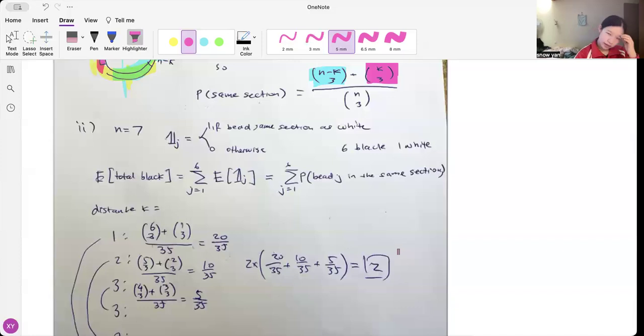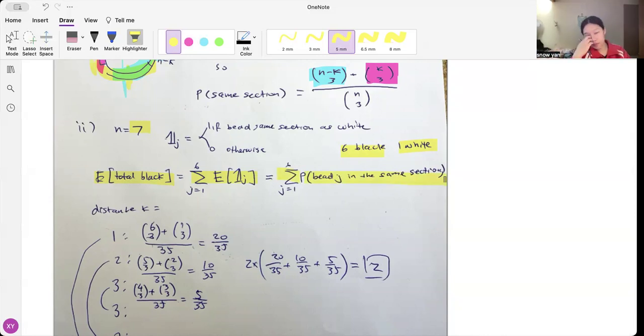So the idea behind that is, since I'm trying to count the expected value, I can use the indicator function to see if it's 1, which means the bead is in the same section as the white, otherwise it would be a 0. And I know that my n is equal to 7, so that means I have 6 blacks and 1 white. So my expected number of total blacks will just be the sum of the expected value of each indicator function, right?